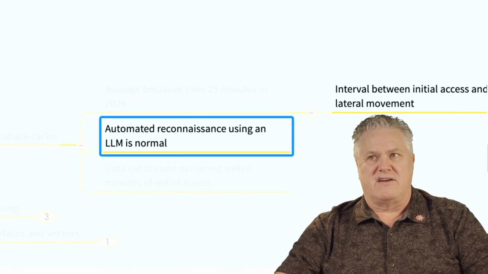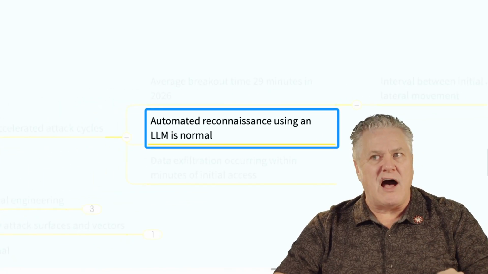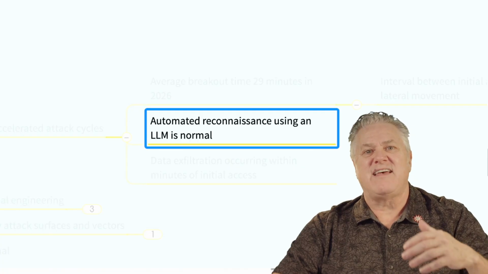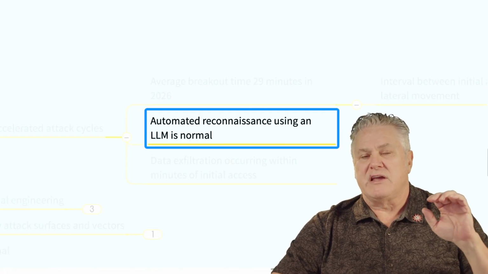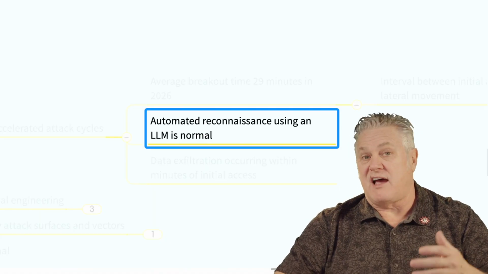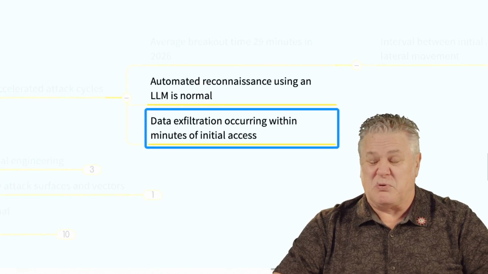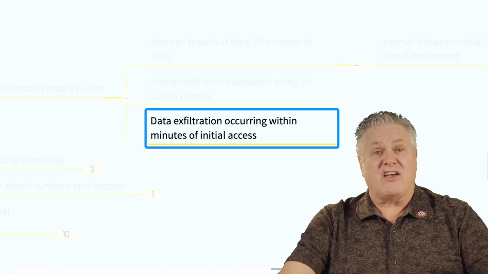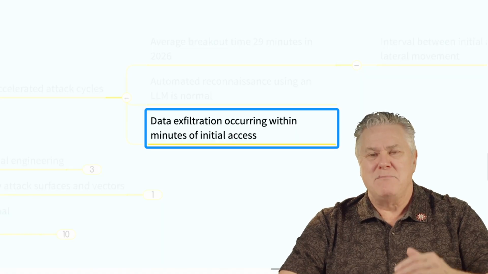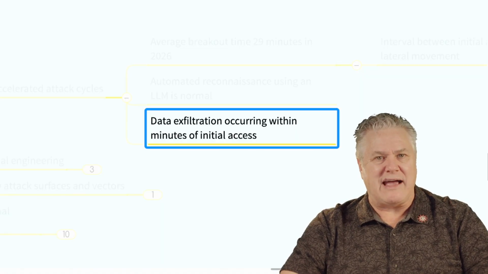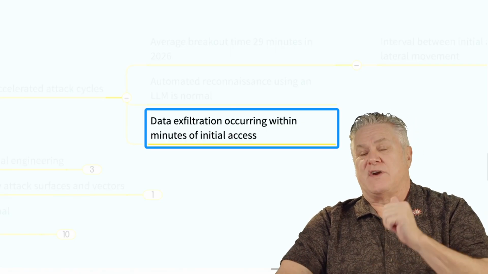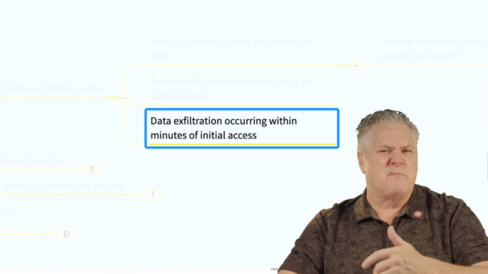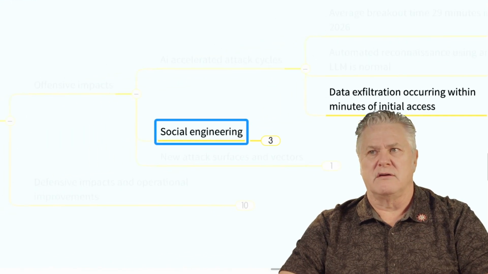Boy, that's really fast. Automated reconnaissance using LLMs is a normal occurrence today. All of that reconnaissance information we can go ahead and program into LLMs. I've used a couple of them at this point. They're pretty good. Data exfiltration occurs within minutes of the initial access. So they set up those communication channels outbound. They start transferring data, even if it's just the basic logs that are sitting here locally.